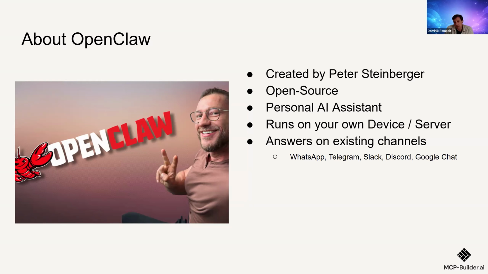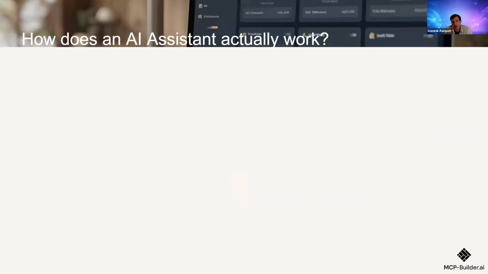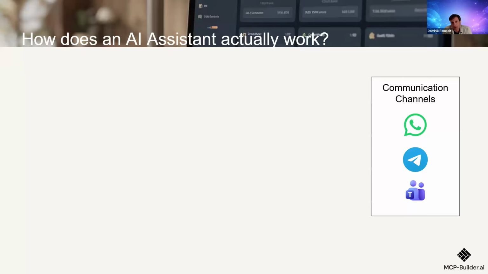But now, maybe some of you ask, okay, how does an AI assistant actually work? What does it actually look like? So first, let's have a quick look at the architectural side. What is always part of an AI assistant is the communication channel. Very important. This is basically how you can communicate with it. And like we said, it's using WhatsApp, Telegram. In the example later, we will see Telegram. But it can also be used with MS Teams, and in the future, maybe even by calling it, by speaking with it.